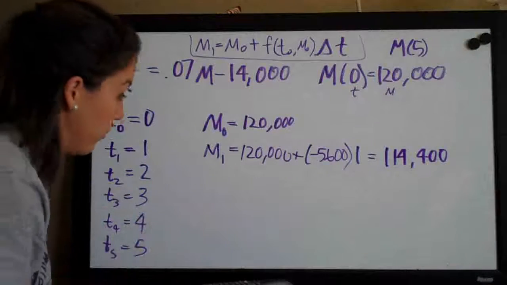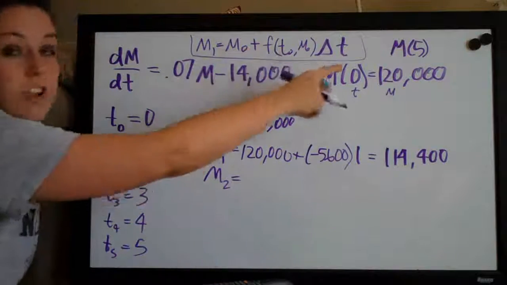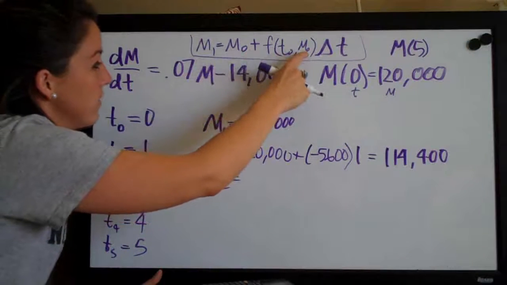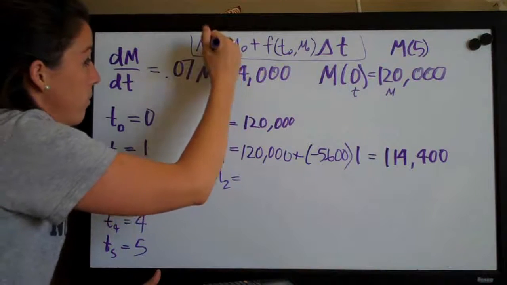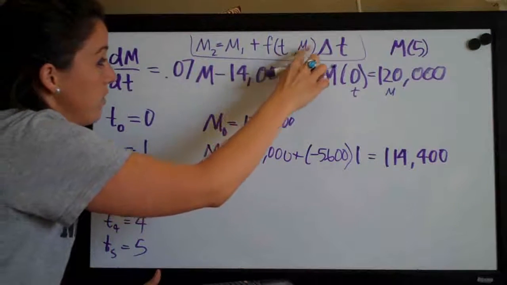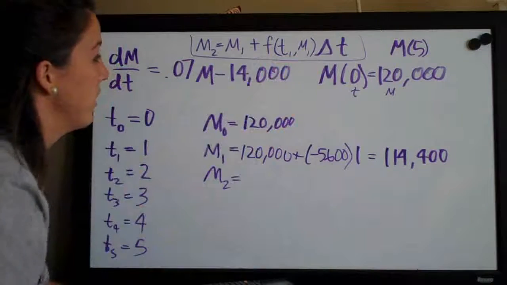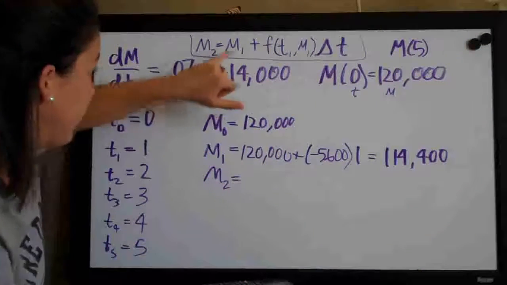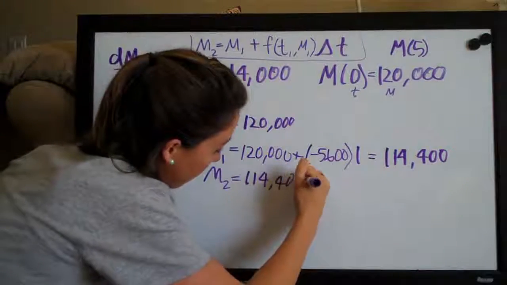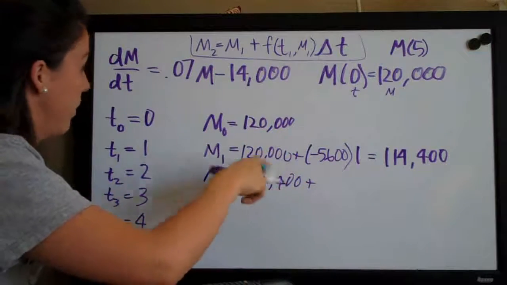So then m2, and you'll start to see the pattern really quickly. And we can change our formula up here if we wanted as a guide. We just add 1 to every single one of these little subscripts here. So it was m1, now it's m2. This was m0, now it's m1. This was t0 and m0, now it's t1 and m1. See how we just added 1 each time? So m2 now is going to be m1, which we already got, 114,400, plus whatever we get when we plug in t1 and m1 to our original function.